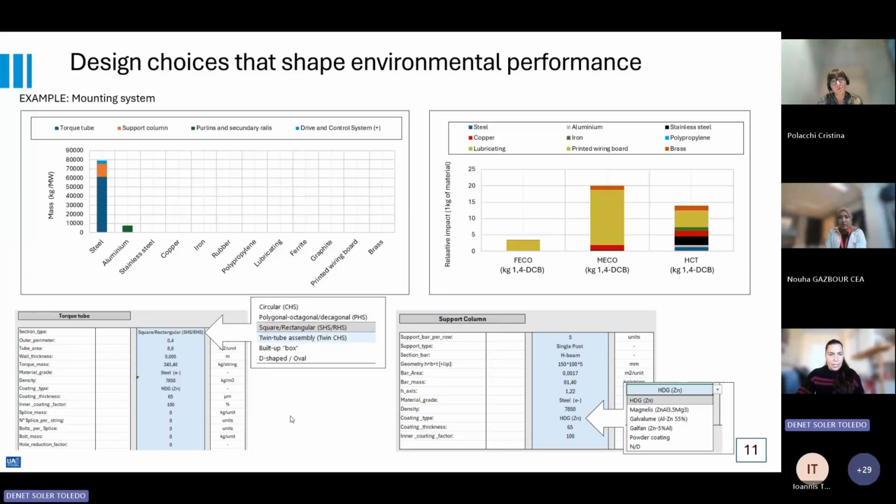Here I show you how our model looks. For example, which are the possibilities in order to select different typologies.